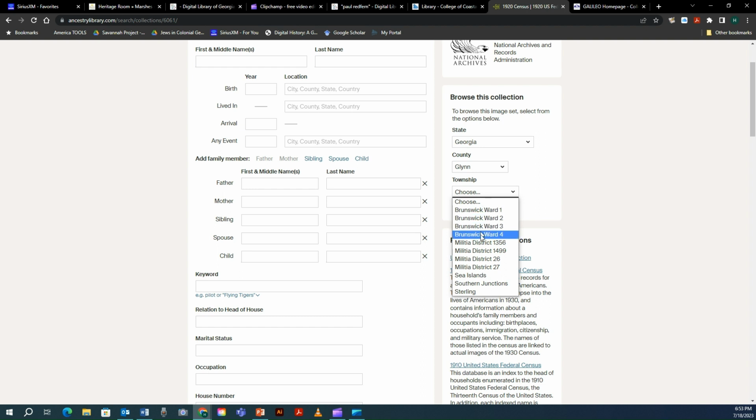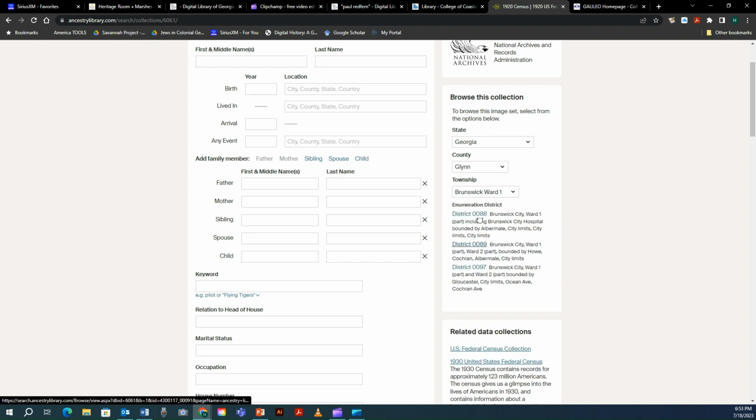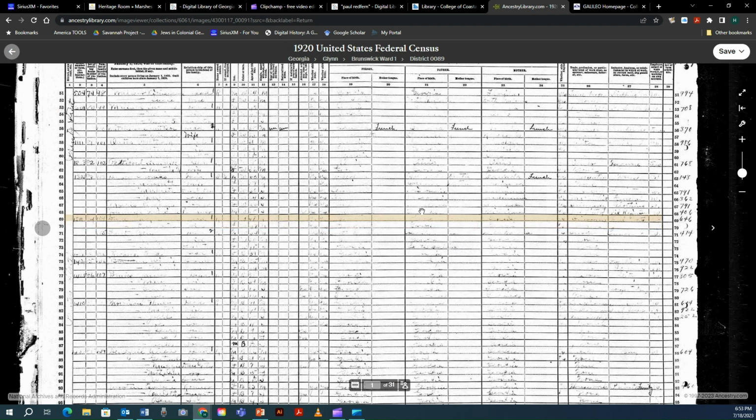Now, this is a difficult part. It's a little bit easier now because things are digital. But in this case, I already know that I want to search in Ward 1. And then there are districts in that ward, and each district was canvassed by a certain census taker. In this case, looking back at the PDF sheet, I'm going to go to District 89. And then there are the sheets for that district of Ward 1, 31 total.